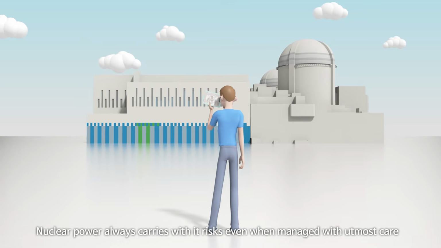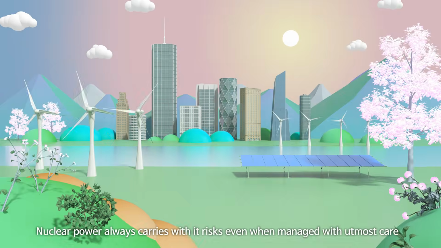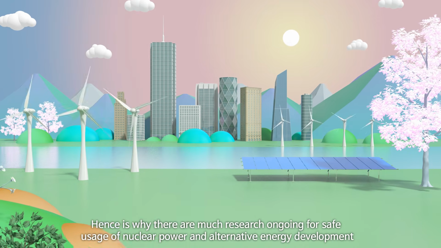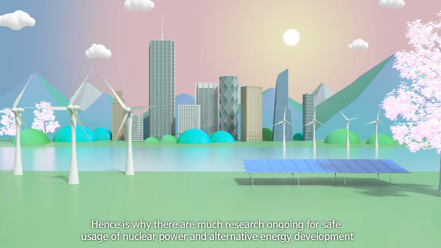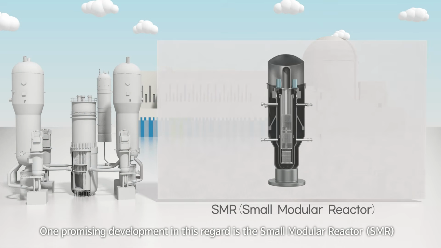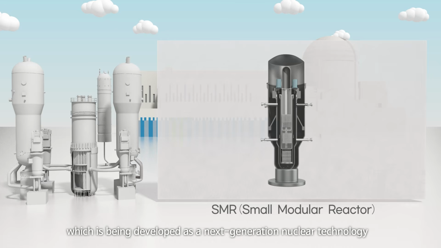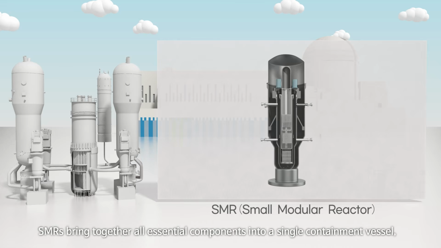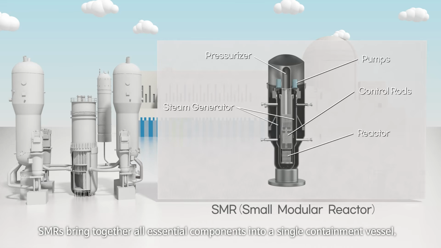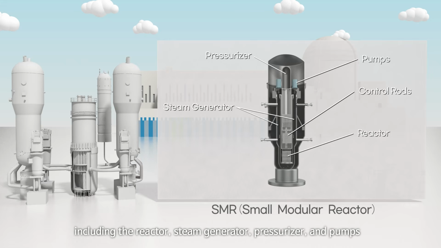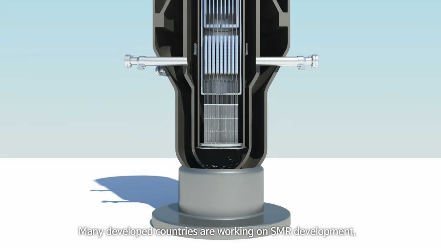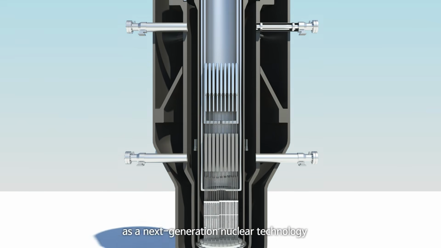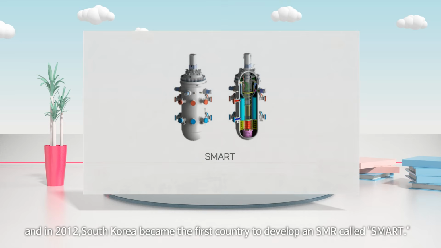Nuclear power always carries with it risks even when managed with utmost care. Hence, this is why there is much ongoing research for safe usage of nuclear power and alternative energy development. One promising development in this regard is the Small Modular Reactor, SMR, which is being developed as a next-generation nuclear technology. SMRs bring together all essential components into a single containment vessel, including the reactor, steam generator, pressurizer, and pumps. Many developed companies are working on SMR development, and in 2012, South Korea became the first country to develop an SMR called SMART.